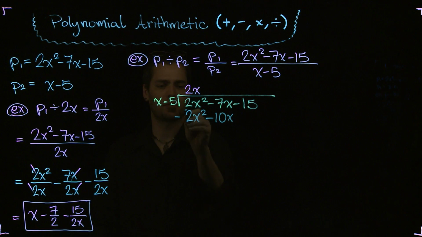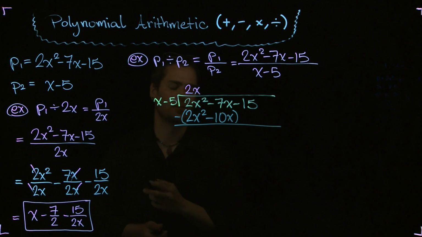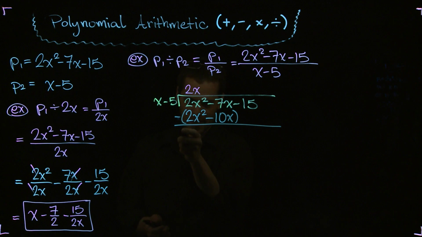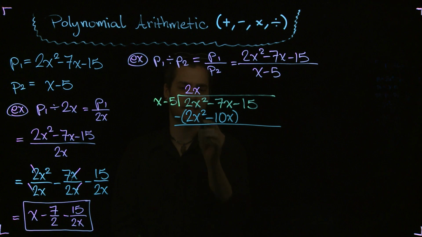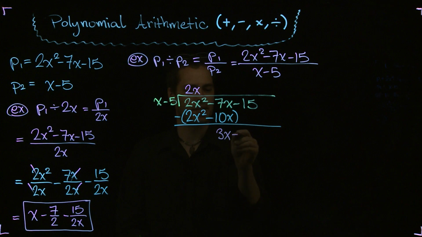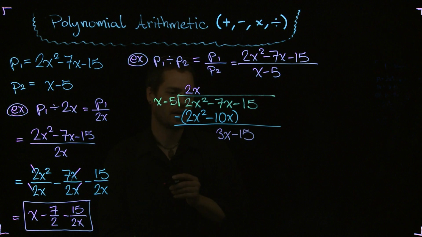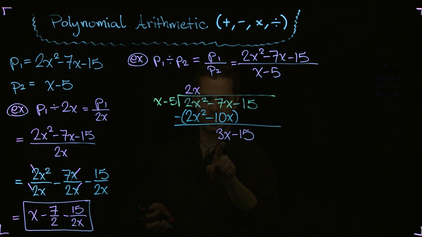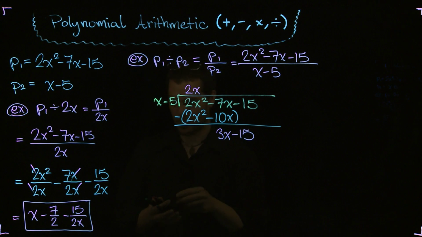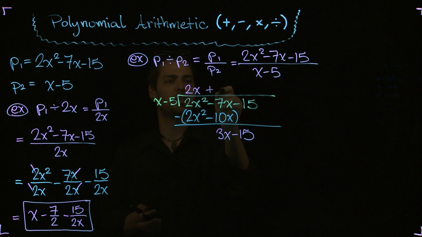And now I need to subtract that whole thing, just like we normally do with long division. This minus means negative 2x squared here, and negative negative 10x means plus 10x there when I distribute the negative. So 2x squared minus 2x squared gives me 0. That's what I wanted. Negative 7x plus 10x is a positive 3x. Okay. And then I bring down my minus 15. And again, I ask myself, how many times does x go into 3x now? And I'm going to say a positive 3 times. So I'll write a plus 3 up here.